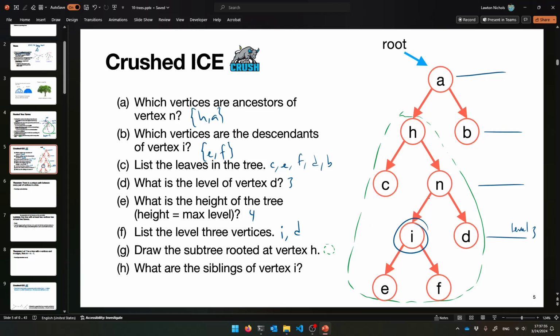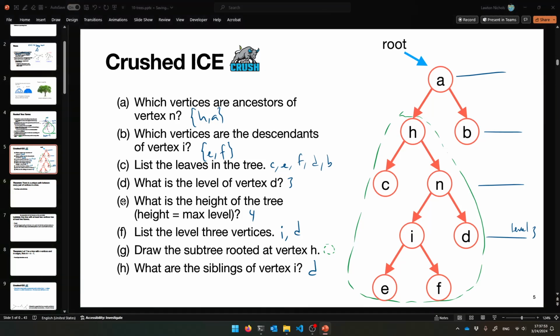So siblings share a parent, right? Here's I's parent. What are the things that also share I's parent of N? It's just D. So that's the sibling of I. See, it's just like a family tree. Not too horrible, I hope. So yeah, those are those.